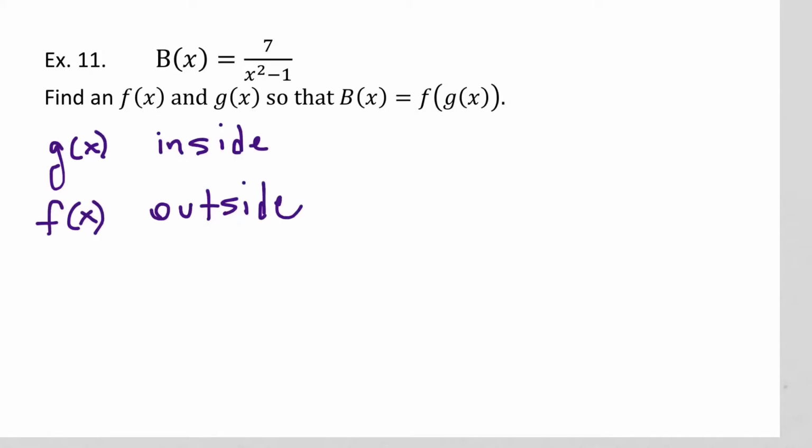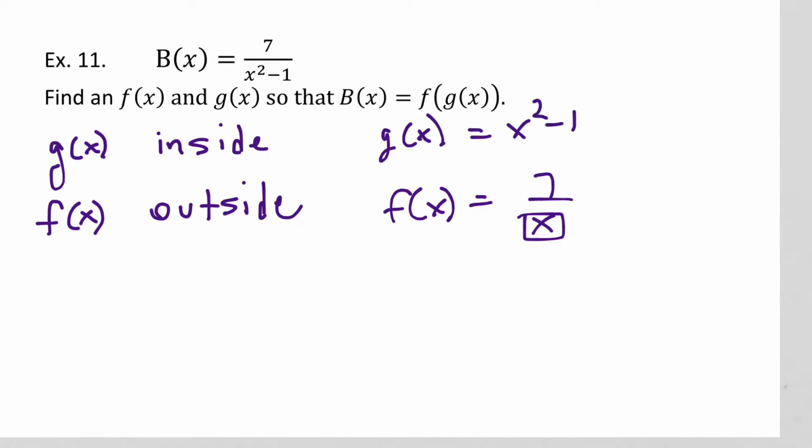So let's look at the outside function first. We've got that 7 on top here, and then we've got something here where it looks like we have to replace this x squared minus 1 as your x spot right there. So we can think of our outside function as being f of x is equal to 7 over x, where we're going to then put in x squared minus 1 so that it looks like this here. So that means our inside function g of x would have to be that x squared minus 1, which we're going to put right here in this spot.